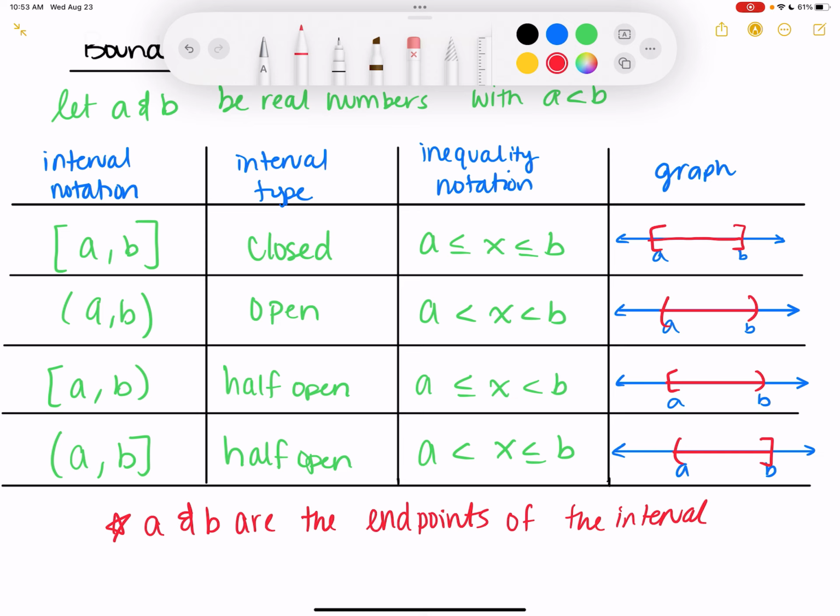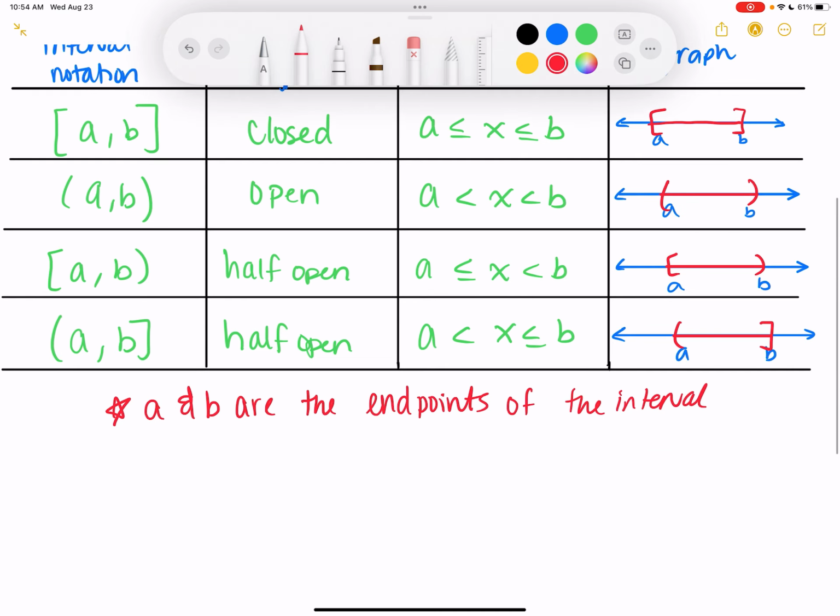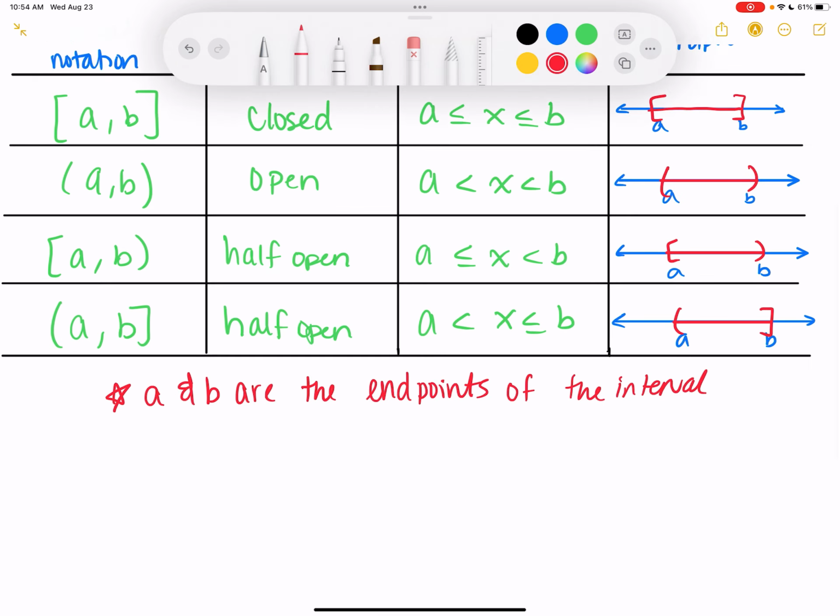So these are considered bounded because they have a distinct endpoint. Even though it might be open, there's still an endpoint there. The next one that we're going to look at is unbounded, and what makes it unbounded is the fact that it's going to infinity because there can't be a bound there. So, unbounded intervals of real numbers.